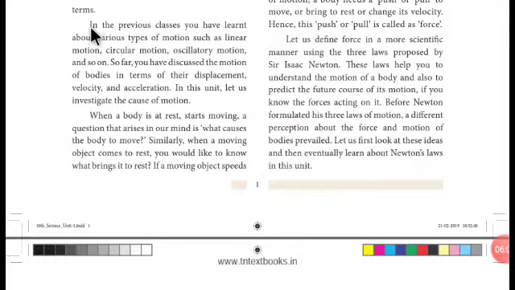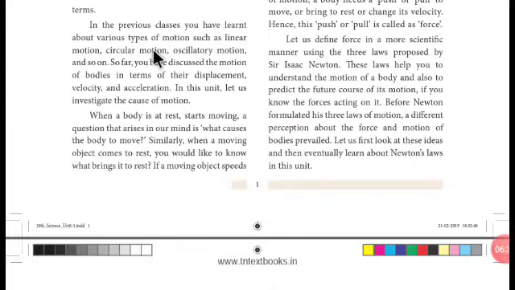And then the next paragraph. In the previous classes, you might have learned about various types of motion, such as linear motion, circular motion, oscillatory motion. Okay. First of all, what is motion? It's just moving something, or the act of movement is called motion. So simple. So what are the types of motion? There are three types of motion. First one is linear motion, second one is circular motion, third one is oscillatory motion.